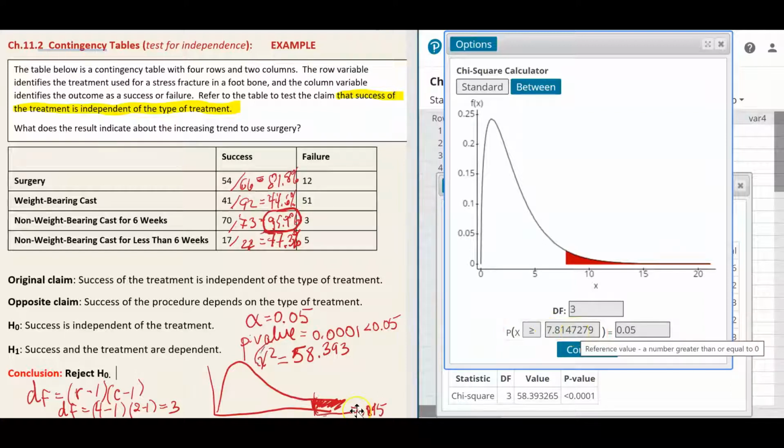7.815. Because the test statistic is in the critical region, 58.393 is significantly higher than the critical value of 7.815. It's going to be way on the right side. The conclusion is going to be the same. We reject the null hypothesis of independence between success and treatment.